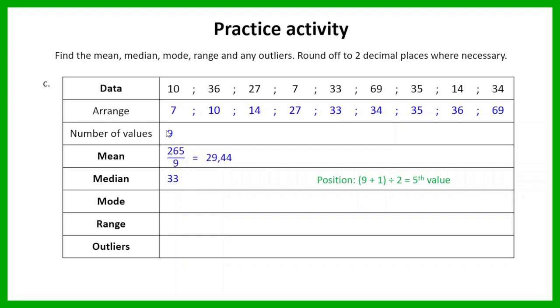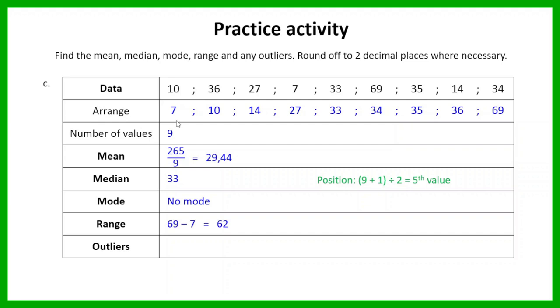The mode, in this case, I've got 7, 10, 14, 27, 33, 34, 35, 36, and 69. There aren't any that have a higher frequency. So there are no modes in this example. The range, we take the highest value, which is 69, minus the lowest value, which is 7, and that gives us our range of 62.